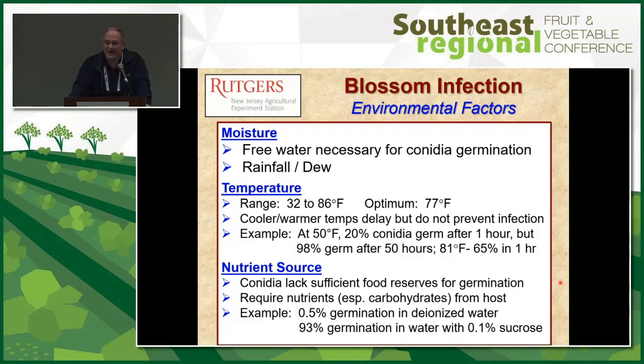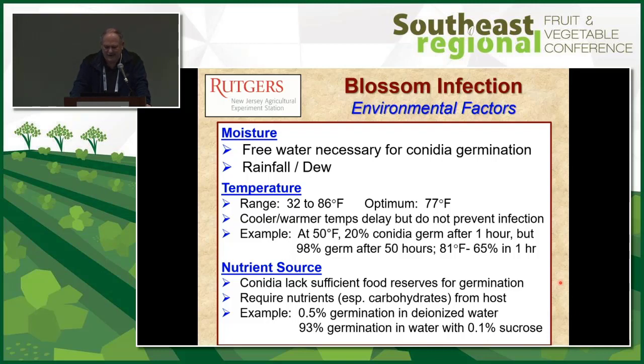So time can certainly make up for a temperature that's below or above the optimum. And another example there, 81 degrees Fahrenheit, which is on the warmer side, you get 65% germination in only 1 hour. So this disease can move very quickly, whether you're talking about infection in flower or the fruit.